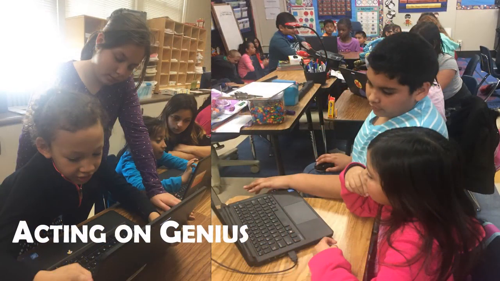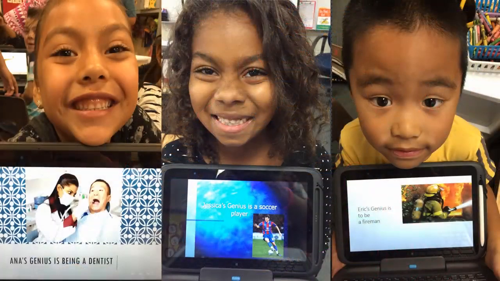Step 3 is to act on your genius. Now you know you've got it, you've tried it out, now it's time to do something with it. So one of the first steps for each student was to take their Kinder Tech Buddy and to tell them that they had a genius.